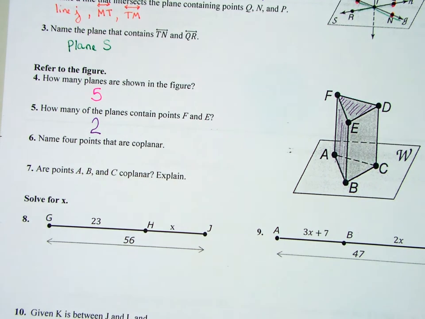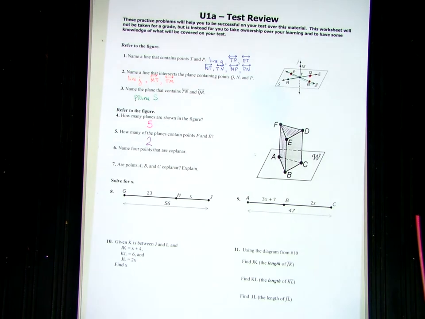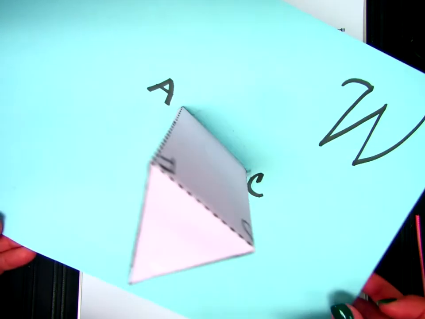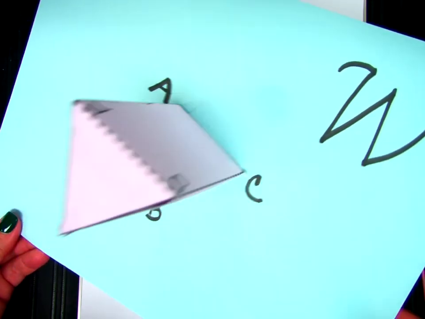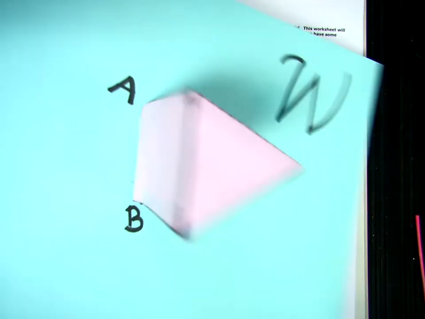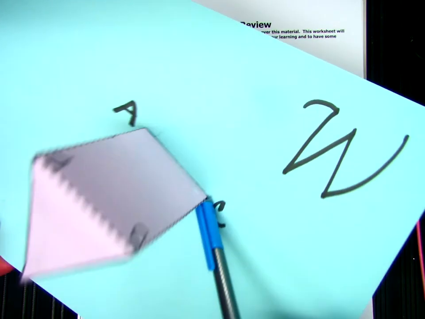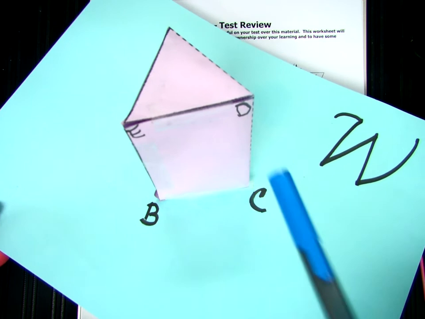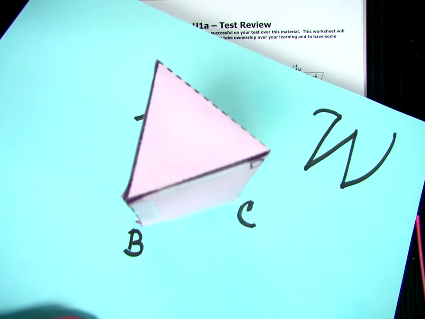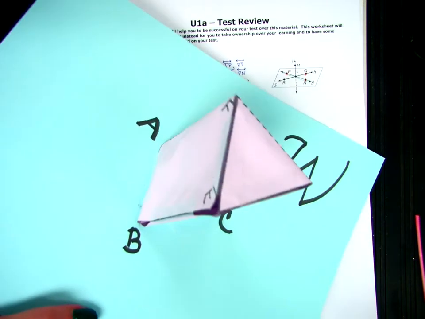Okay? Name 4 points that are coplanar. What does it mean to be coplanar? On the same plane. So I need 4 points that are on the same flat surface. A, B, C, D. Now here's the problem. If I do A, B, C, you say E or D? Which 4 points did you say? 4 points have to be all on the same plane.